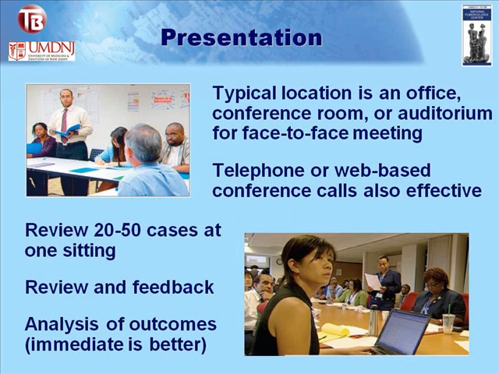A typical location is in an office or a conference room or an auditorium if it's a face-to-face meeting. But more and more programs these days are also doing this by telephone or a web-based conference call, and that can be very effective. You want to keep the meetings to a manageable length, so I would recommend that you find ways of reviewing 20 to 50 cases at one sitting. So larger programs may need to break up into regions and do more than one cohort review. For example, in New York City, each quarter they do 4 cohort reviews because they have 4 regions in the city.